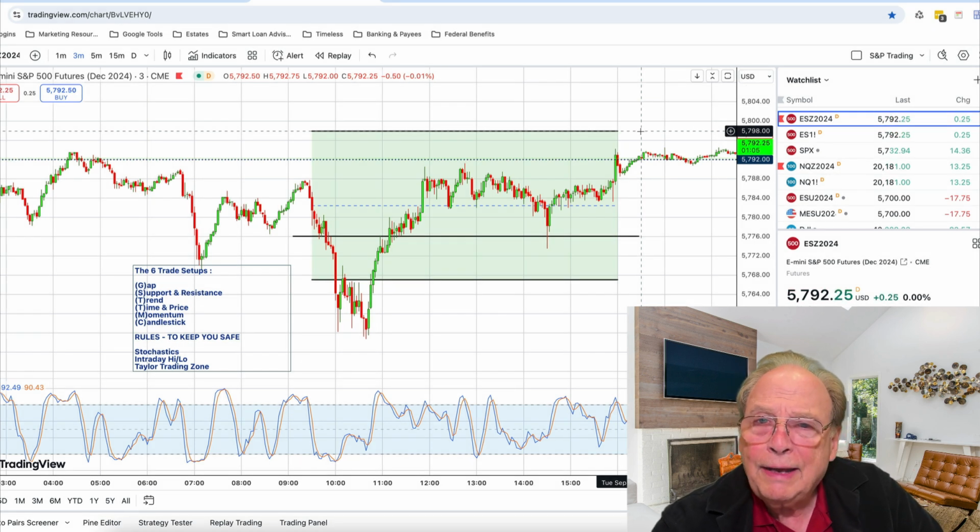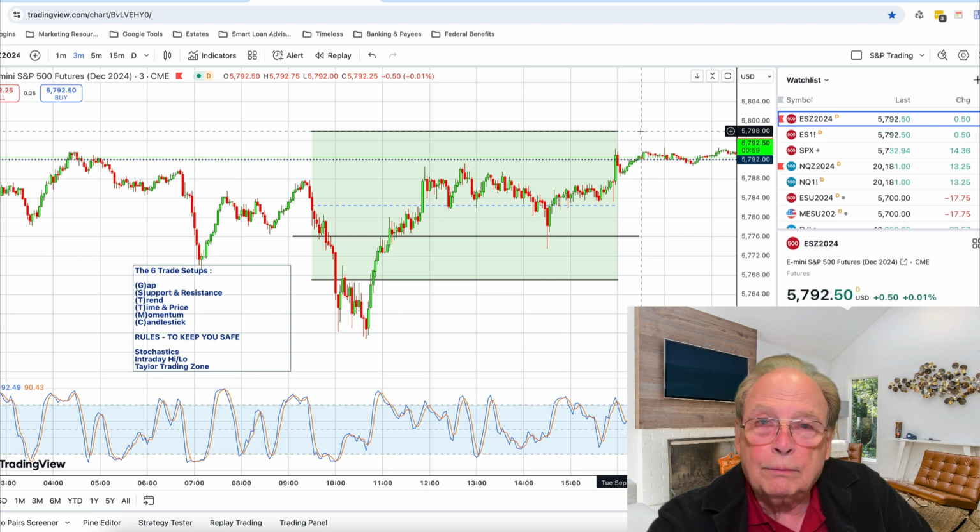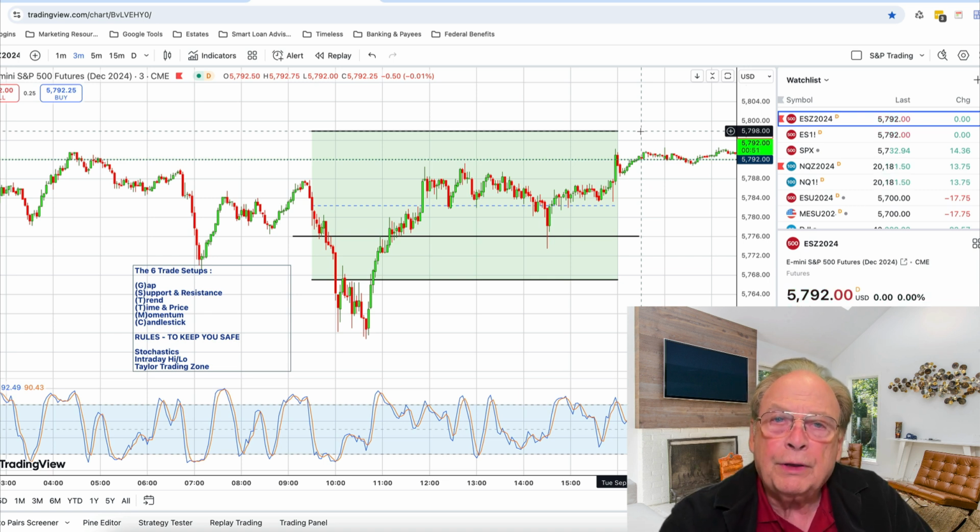Now the Taylor trading zone is the closest thing that I've found to a crystal ball for determining where the market is going to trade. Now, nobody knows where the market is going to trade on any given day. But there are clues to help you. One of those things, and the most important that I've found, is the Taylor trading zone.